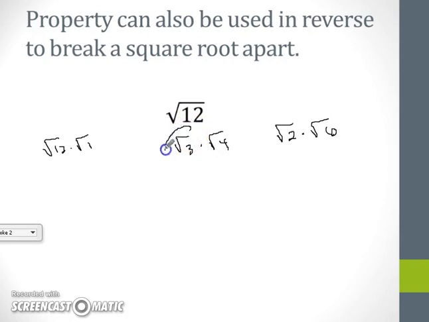In this grouping, the square root of 3 times the square root of 4, the square root of 4 is a perfect square. I know that the square root of 4 is 2, and then this is the square root of 3. So the square root of 3 times 2, my answer would simplify to be 2 times the square root of 3. Just know that you can break those numbers apart as factors in that same way.